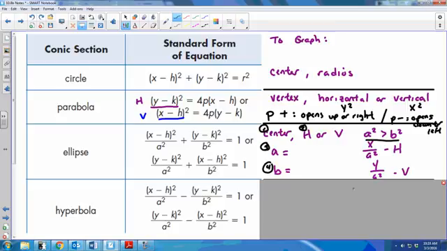If you're going to graph that, you graph the center, and you just count out a from each side. If it's horizontal, that means you're going left and right. If it's vertical, you're going up and down. And then b, the opposite direction. So it's similar to graphing a circle.